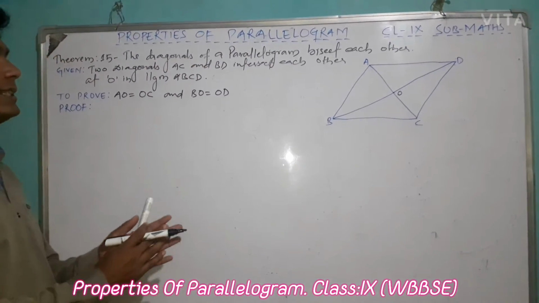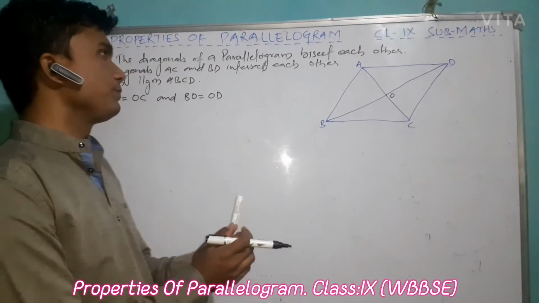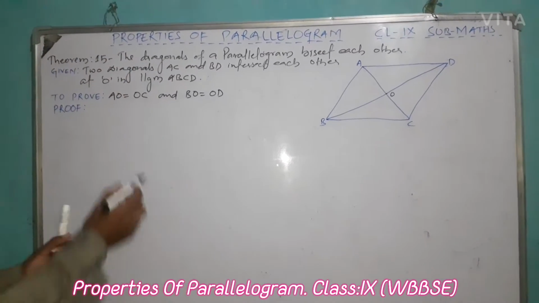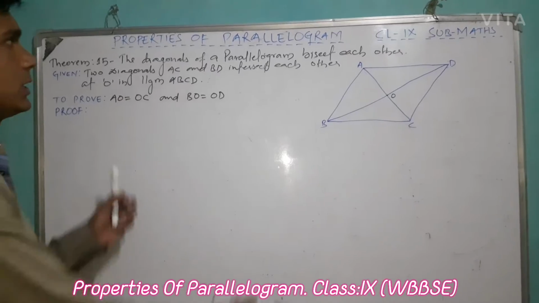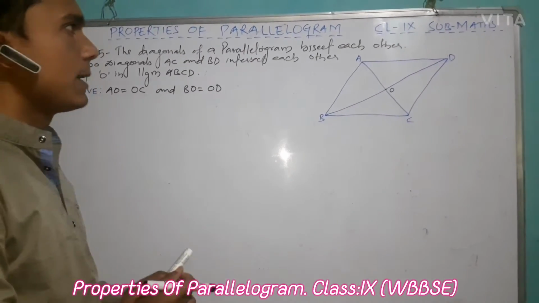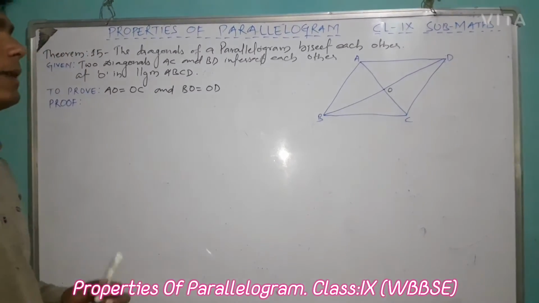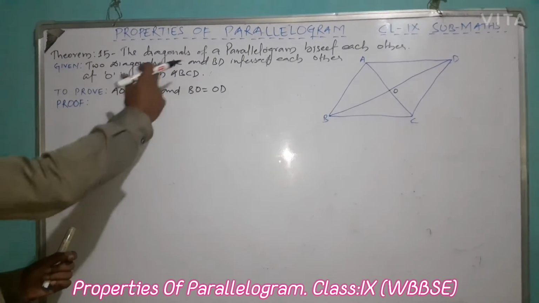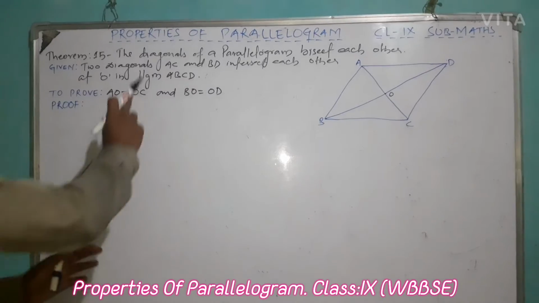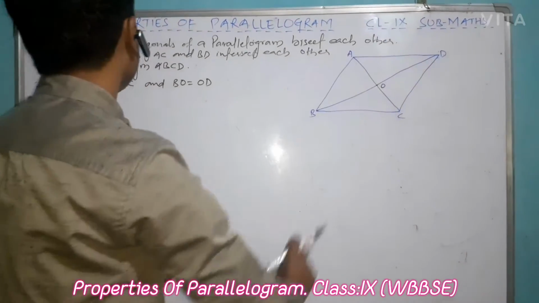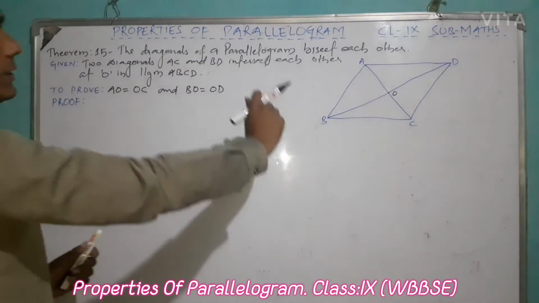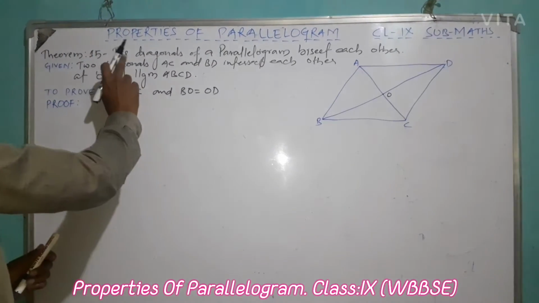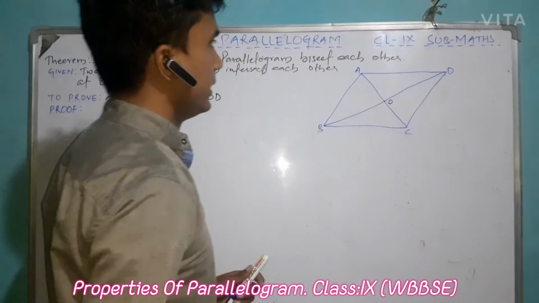The first thing I'm going to explain today is the first theorem, that is theorem 15, from the chapter called properties of parallelograms. You can find this in your book. The theorem states that the diagonals of a parallelogram bisect each other. We need to prove that the diagonals of a parallelogram bisect each other, right?